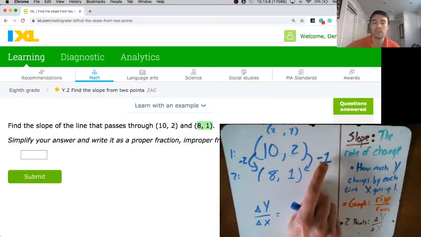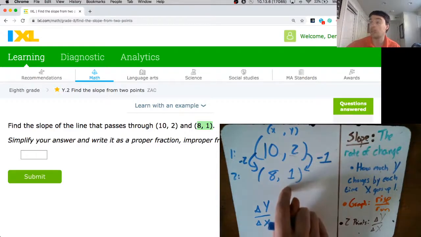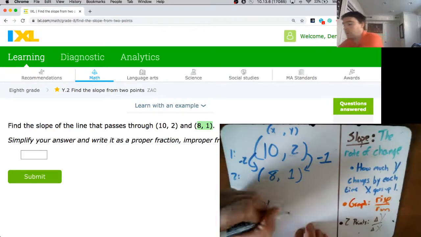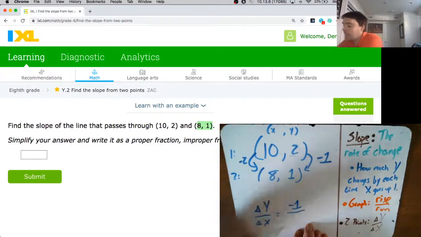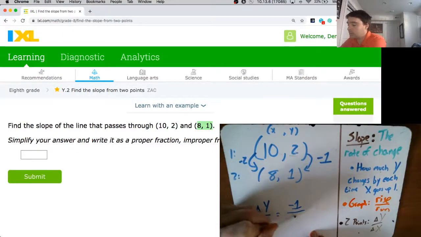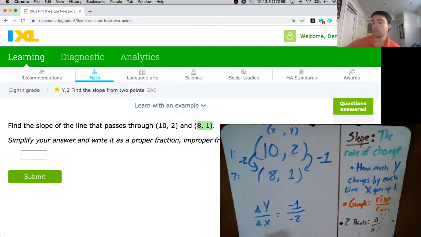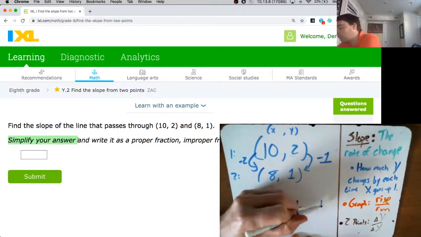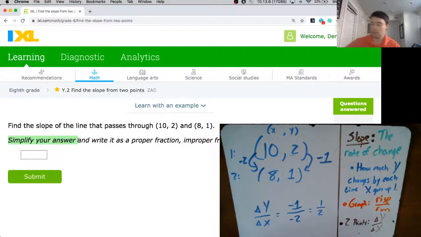So in this relationship, if 10 and 2 was our starting point and 8 and 1 was the next point our line went through, the y has lost 1 unit, and the x has lost 2 units. So our slope is going to be -1 over -2. I notice IXL, as always, asks me to simplify my answer. And part of simplifying an answer, if I have a negative divided by a negative, that's going to simplify to be a positive. So I'm going to write my slope, my answer, is 1/2.